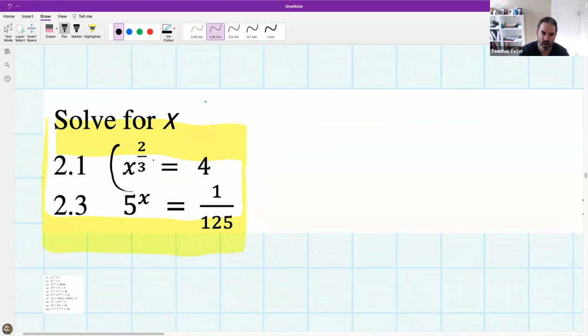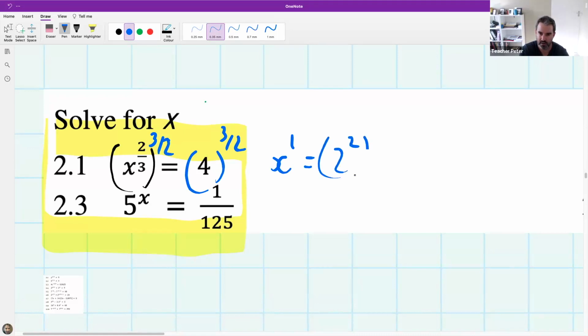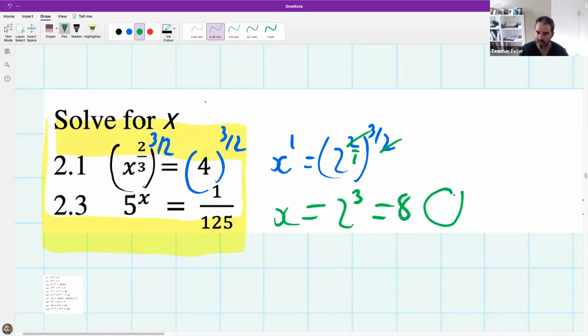So I think that we are going to raise this to 3/2 and 3/2. And then we're going to get x to the 1. But I'm going to rewrite my 4 as 2 squared. And then the 3/2 is out there. And now the 2's cancel. And I get left with x is 2 to the 3, or x is 8. And that is looking very, very good, ladies and gentlemen. Okay, one more, and then we are finished for tonight.